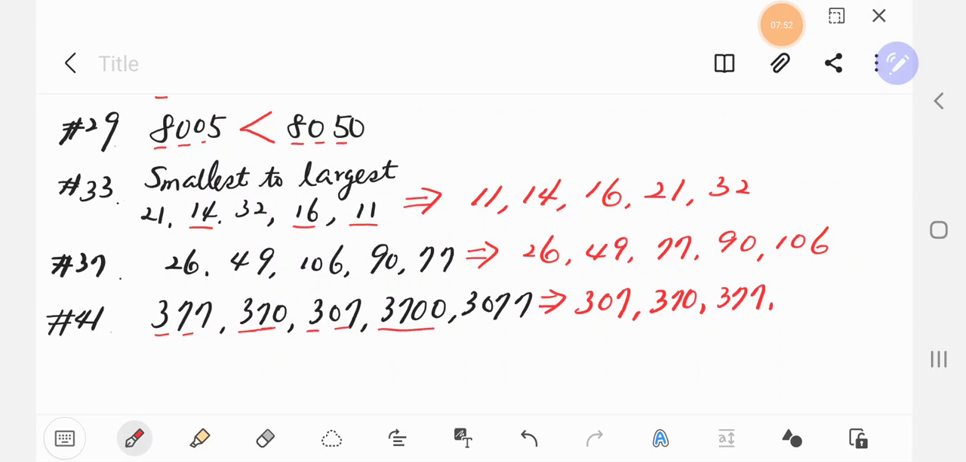And we have 4-digit numbers. From this one, the thousands digit is 3, and the hundreds digit is 7 and 0, so this is smaller, 3077, then 3700.